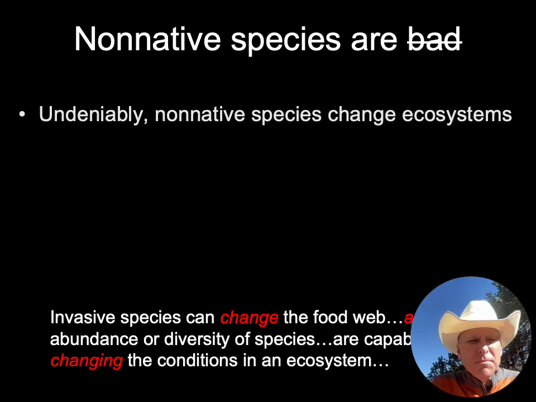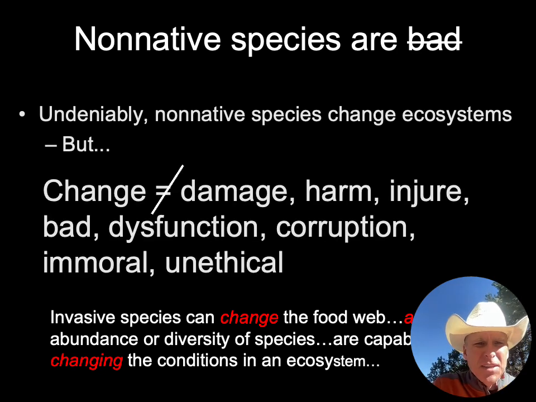All right, so undeniably, non-native species change ecosystems. And at the bottom quote there, the combination of quotes actually, I'm focusing on the terminology about change and altering and all that. But the important point to remember is change is not the same as damaging, and it doesn't mean harming, it doesn't mean injuring. Change isn't bad.